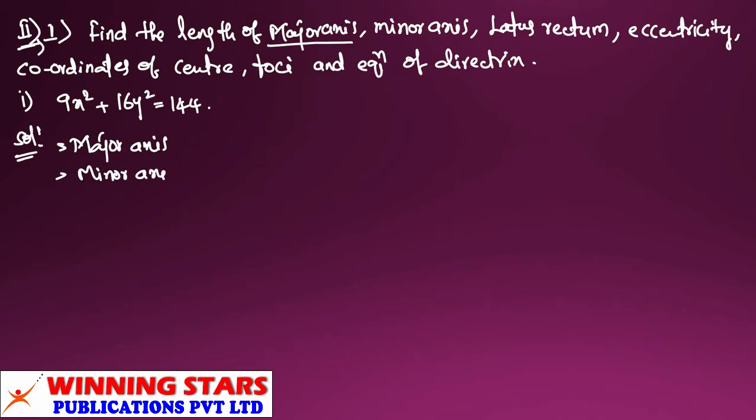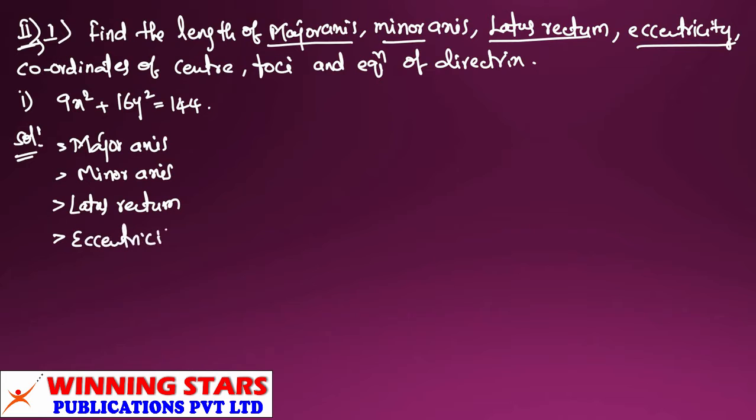Second, the minor axis. Third, he is asking us to find the latus rectum. Fourth, the eccentricity. Next, he is asking us for the coordinates of the center, and again the foci, and the equation of the directrix. Okay, these are all we have to find here.